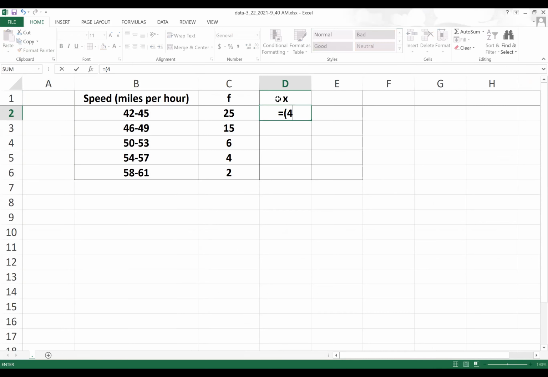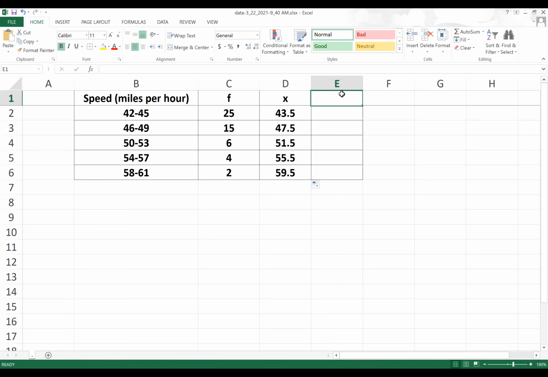So the first midpoint is 42 adding 45 and divide by 2. Okay, that turned out to be 43.5. And the second one is 46 adding 49 divided by 2. That turned out to be 47.5. If you look at the difference, it must be 4, right? Because the class width is 4. 46 minus 42, that's 4. So it should increase by 4. So if you want to do this number, adding 4, you can do that. And then you can follow the formula for the rest of them and get all the midpoints.